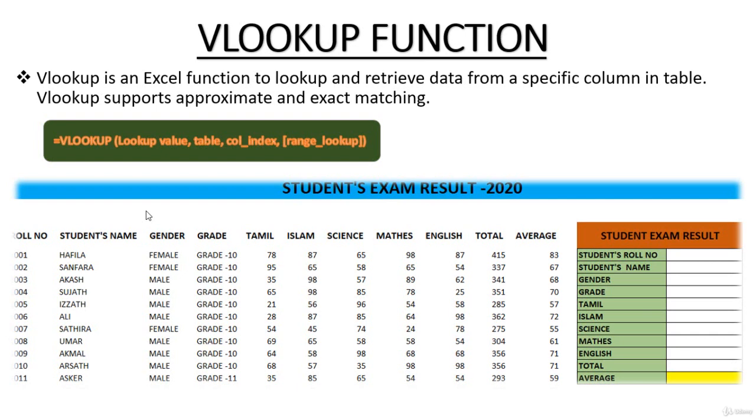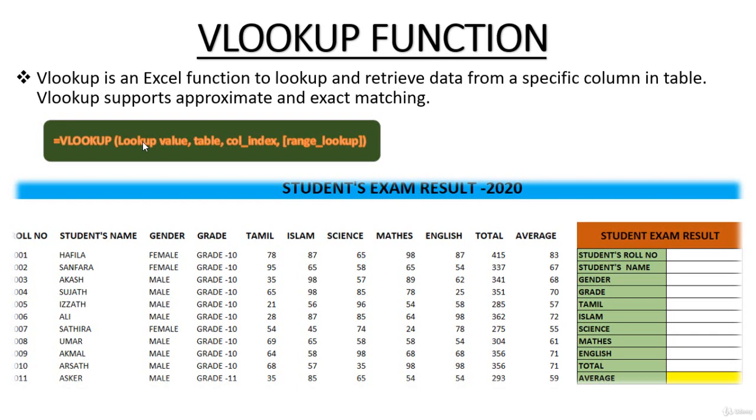The formula is very simple. First we put the equal sign. Then we write down VLOOKUP. After that we start the bracket. Within the bracket we need to pass 4 parameters. First lookup value, comma, second table, the third column index, the fourth one is range lookup, then close the bracket and enter. The first parameter is lookup value.